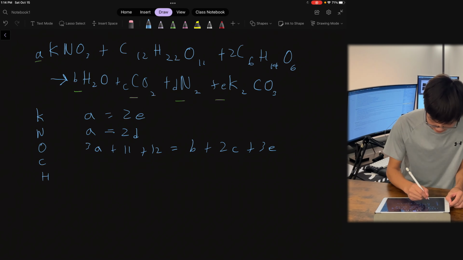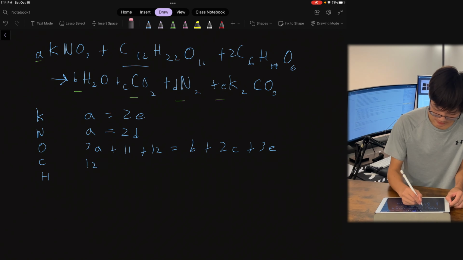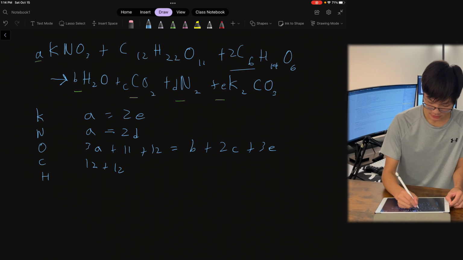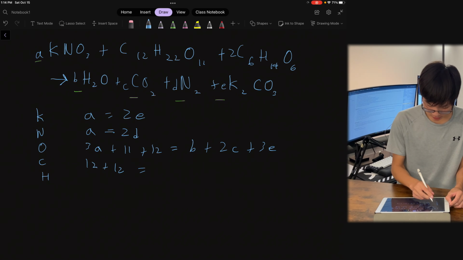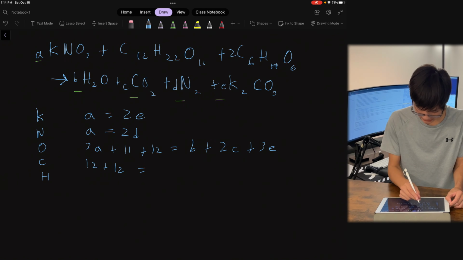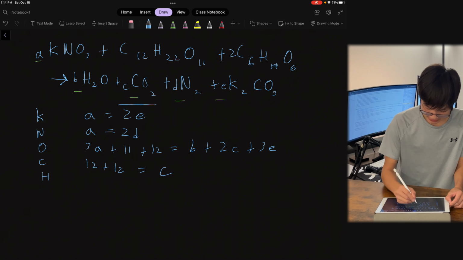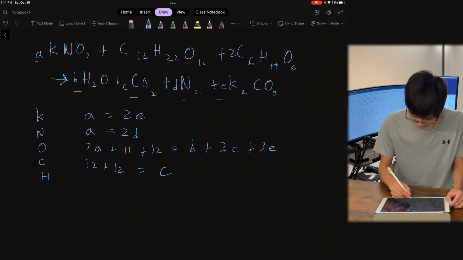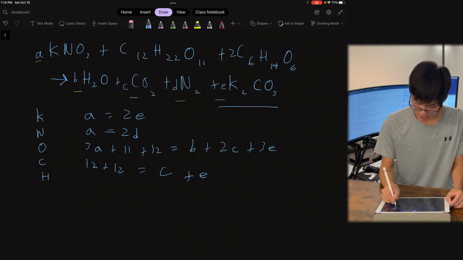And now we're going to go to carbon. We're going to do the same thing. So we're going to have 12 atoms of carbon over here. And where else is carbon present? We also have another 12 atoms of carbon over here. And now let's go to our product side. For our products, we're going to have C atoms of carbon, and we're also going to have E atoms of carbon over here.